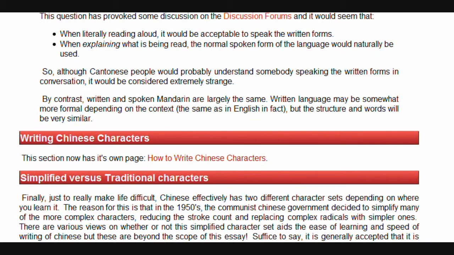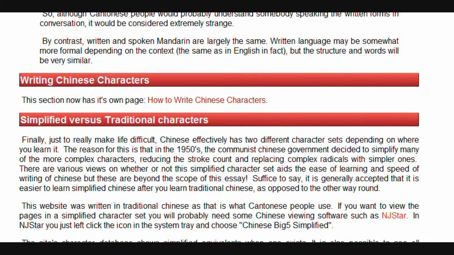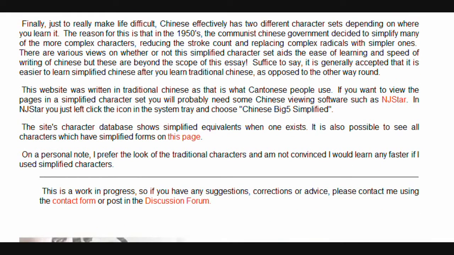Writing Chinese characters. This section now has its own page. Simplified versus traditional characters. Finally, just to really make life difficult, Chinese effectively has 2 different character sets depending on where you learn it. The reason for this is that in the 1950s, the communist Chinese government decided to simplify many of the more complex characters, reducing the stroke count and replacing complex radicals with simpler ones. There are various views on whether or not the simplified character set aids the ease of learning and speed of writing of Chinese, but these are beyond the scope of this essay.